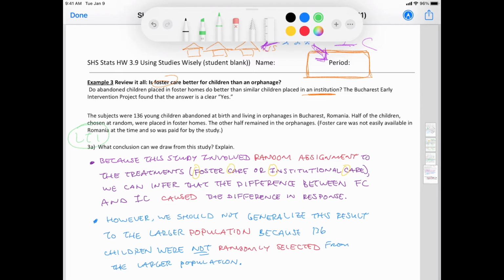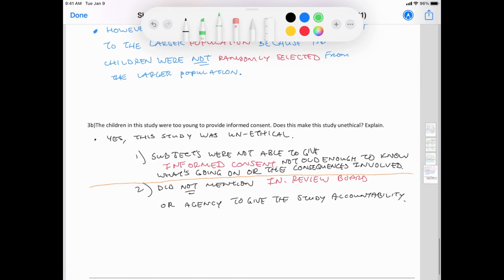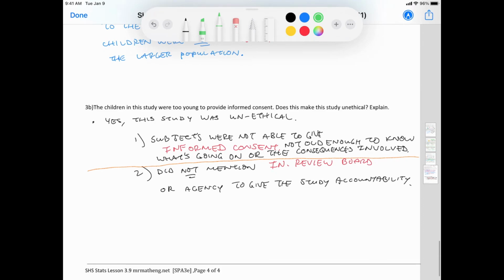Okay, let's go on to the next one. The children in the study were too young to provide informed consent. Does this make this study unethical? Explain. Yes, the study was unethical because, well, what did we talk about? Subjects were not able to give informed consent because they were not old enough to know what's going on or the consequences involved.